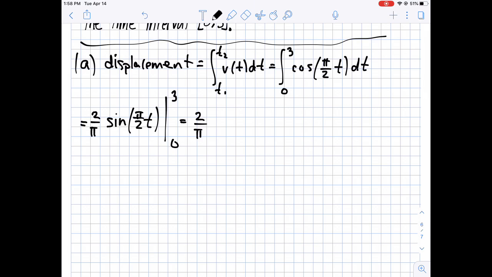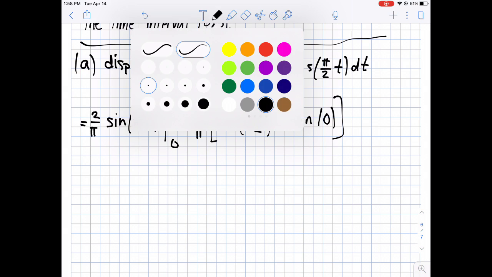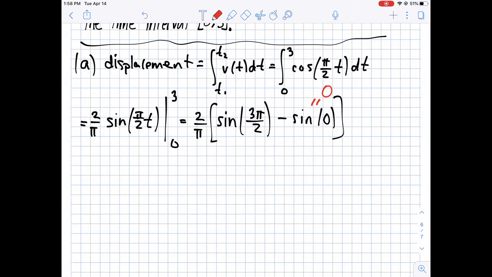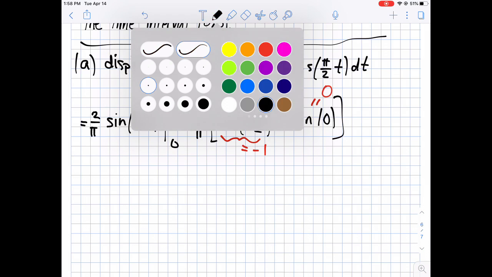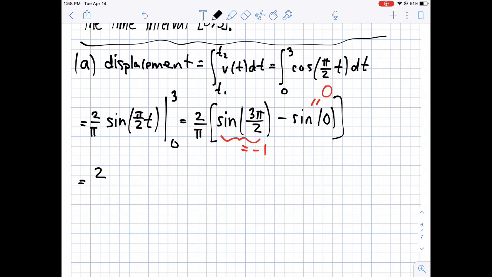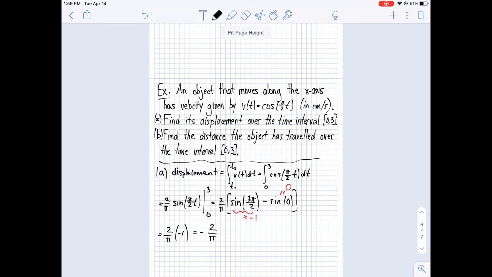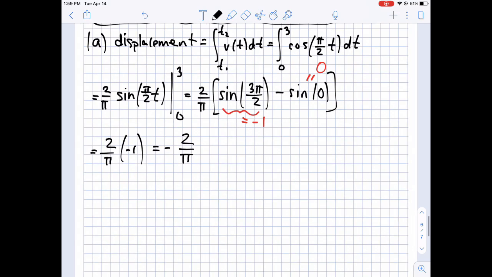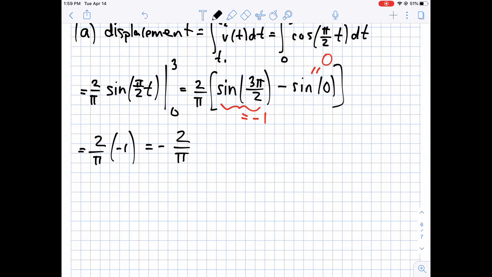We have just 2 over pi multiplied by sine of 3 pi over 2 minus sine of 0, and we know here sine of 0 is 0, sine of 3 pi over 2 is going to be equal to minus 1. So if we put everything together, we get 2 over pi multiplied by minus 1. We get negative 2 over pi. And for us, our units were centimeters per second for velocity. So this displacement is going to be negative 2 over pi centimeters.